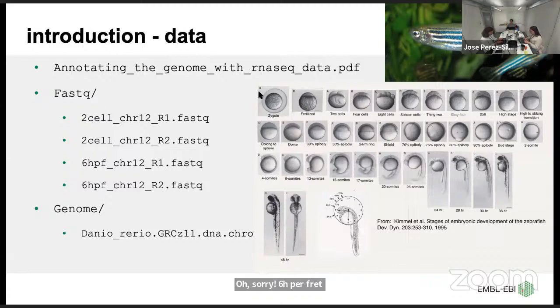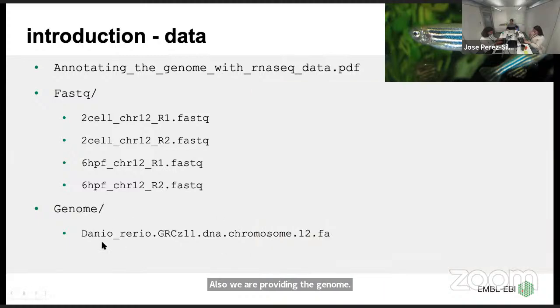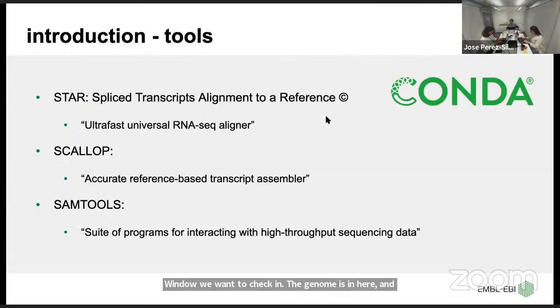So, two different stages in the very well-known developmental stages of the zebrafish. Also, we're providing the genome that we need to align them to. Again, to lessen the computational needs of this experiment, we are only using one chromosome, because we know for a fact that the window we want to check in the genome is in here, and we will have the results.